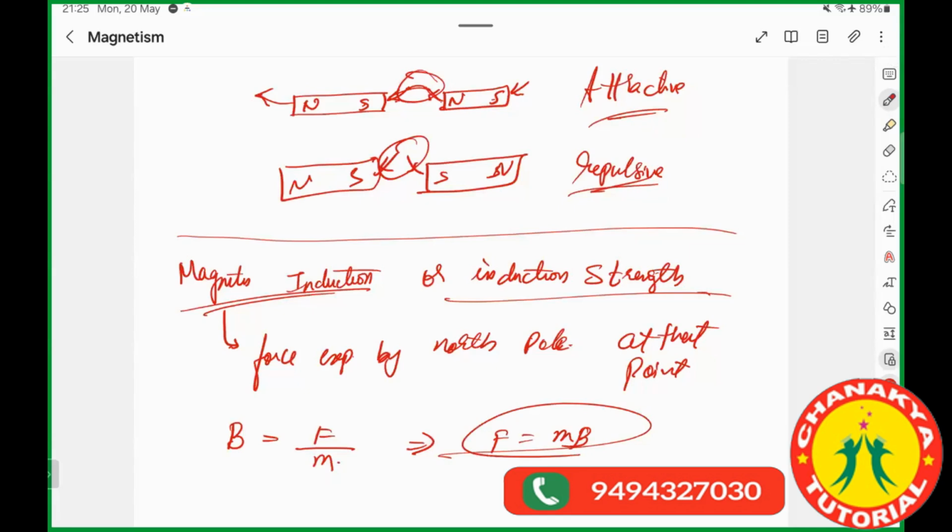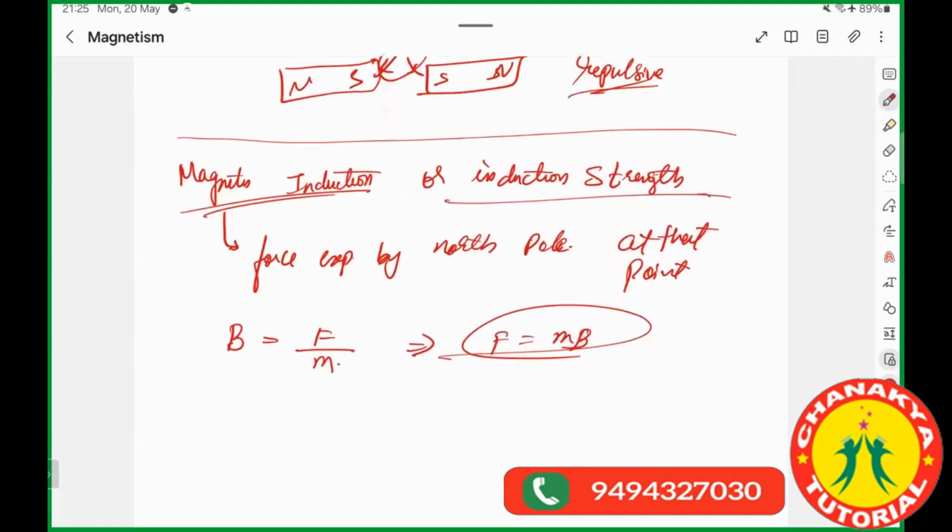And what was E there? F equals QE. What was E there?